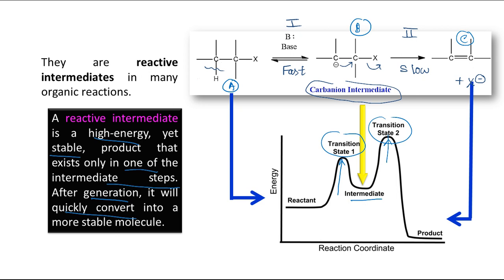As mentioned here, it will have some kind of stability compared to transition states 1 and 2. If you see energy on the y-axis, obviously it will have some stability, but not like the final product or the initial reactant. Okay, so that is why it is a reactive intermediate. It will have some kind of stability, but still it is reactive.